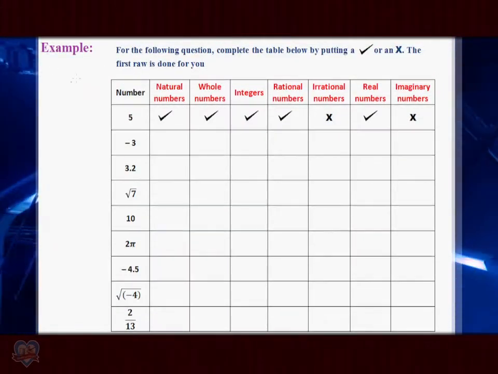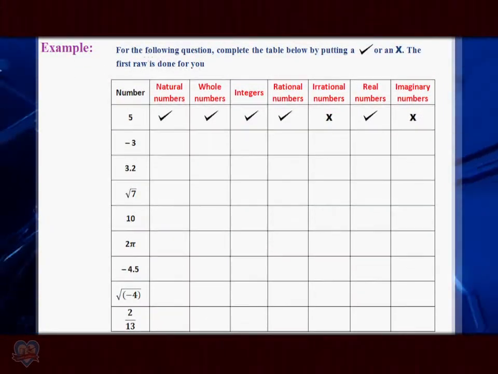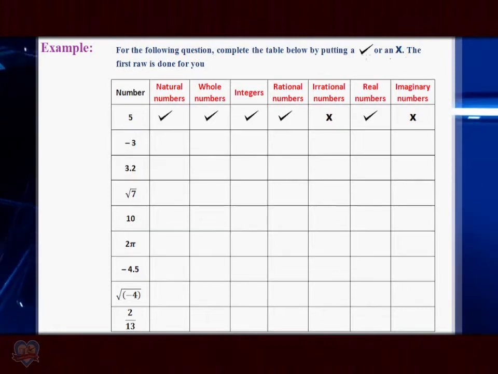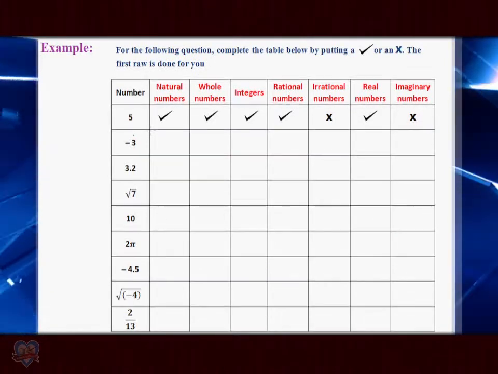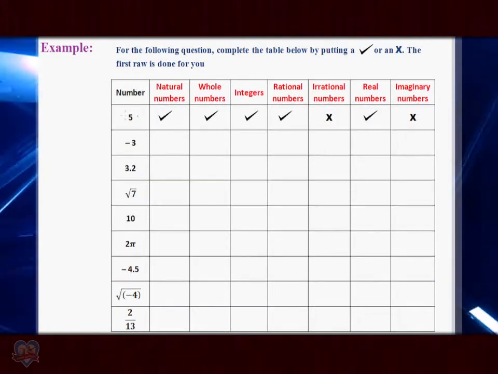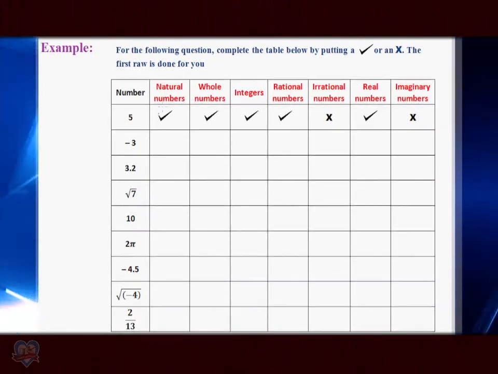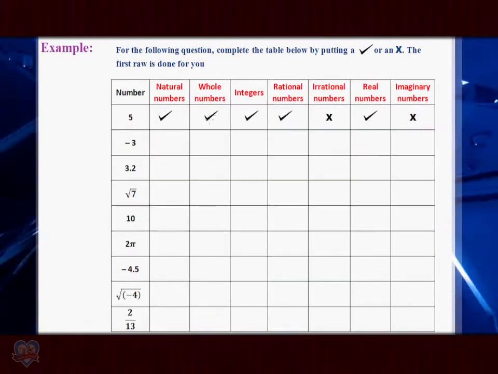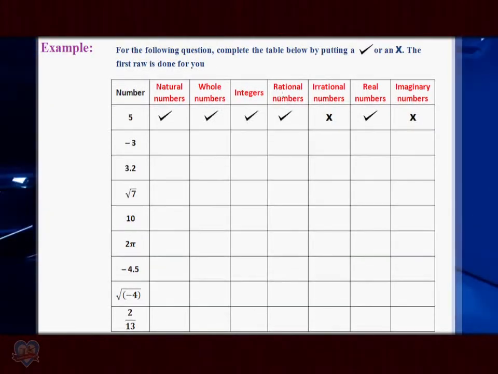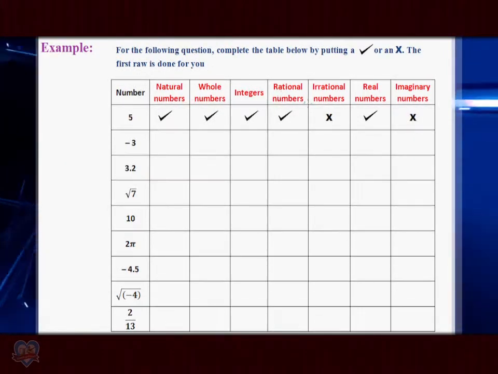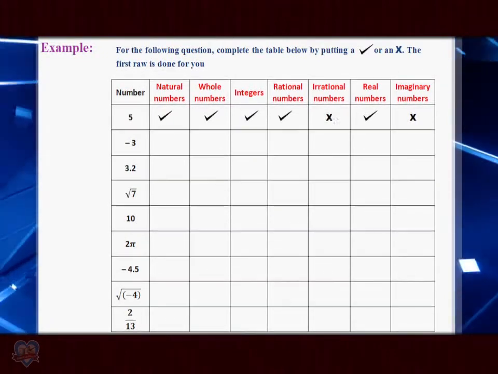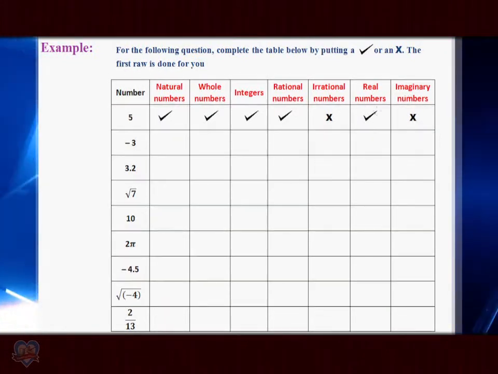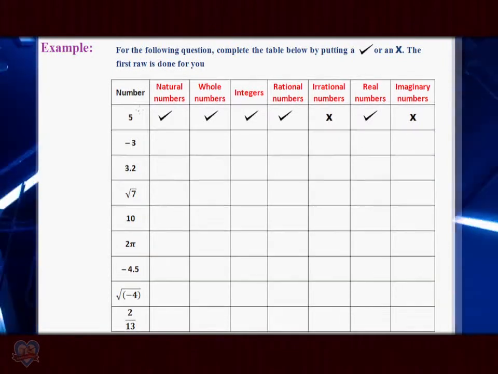Let us look at this example. For the following question, complete the table by putting a tick or an X, and they have already completed the first row. So let's run through. 5 is a natural number, so that's a tick. It is at the same time a whole number. It is an integer. It is rational. It's not irrational, so it's a cross. It is real, so it's a tick. And it's not imaginary.